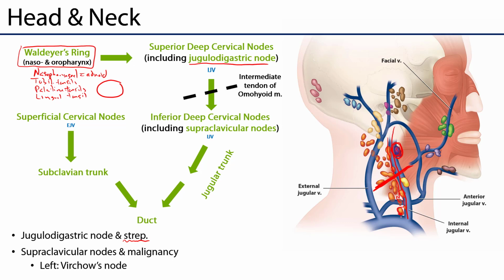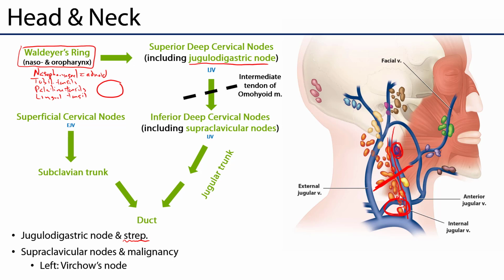into one of the ducts. On the right side, it'll be the right lymphatic duct. On the left side, it will be the thoracic duct, or they can go into that vicinity independently. Now, within this group of lymph nodes are supraclavicular nodes.